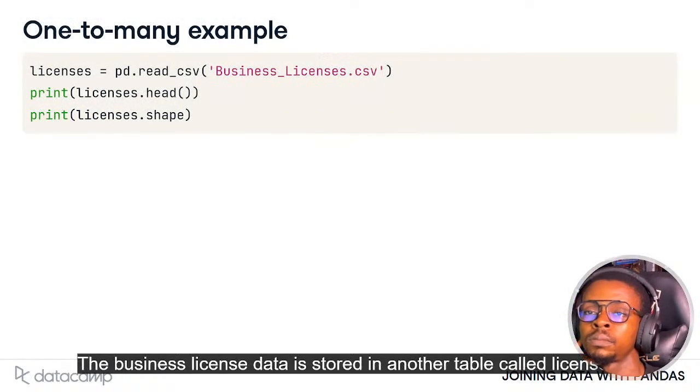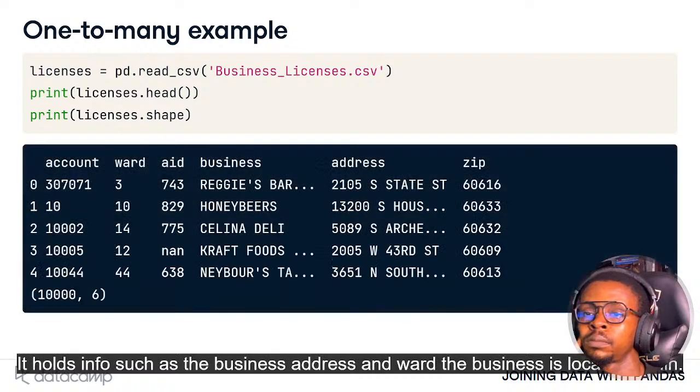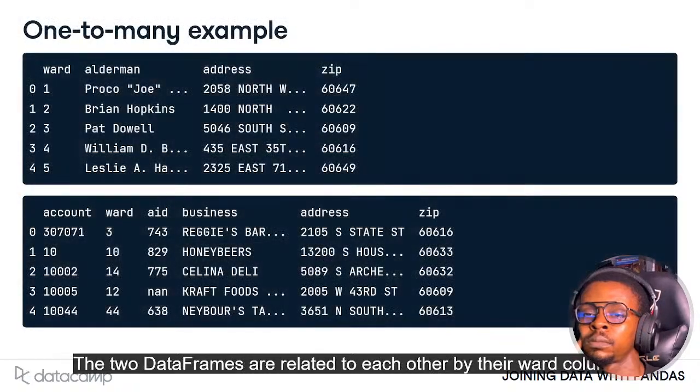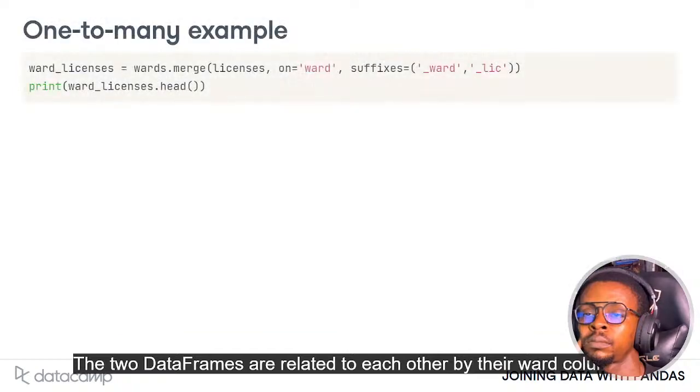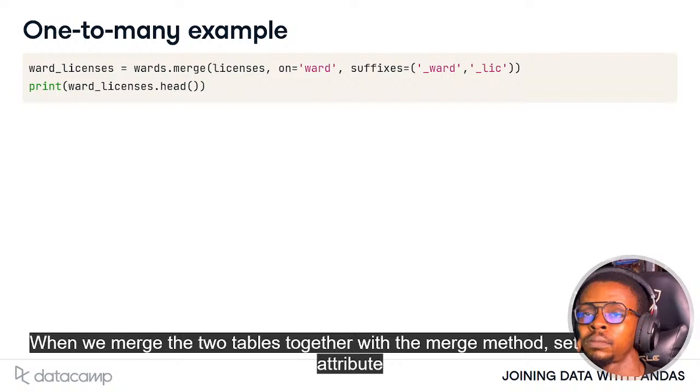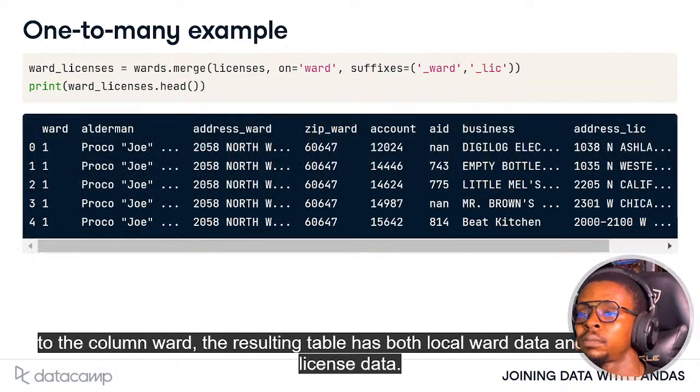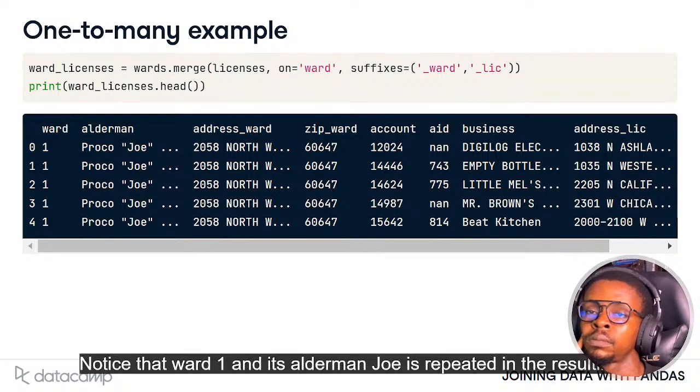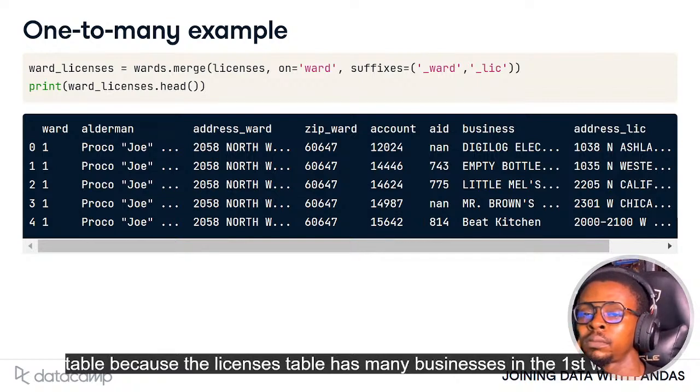The business license data is stored in another table called licenses. It holds info such as the business address and ward the business is located within. The two data frames are related to each other by their ward column. When we merge the two tables together with the merge method, setting an on attribute to the column ward, the resulting table has both local ward data and business license data. Notice that Ward 1 and its alderman Joe is repeated in the resulting table because the licenses table has many businesses in the first ward.